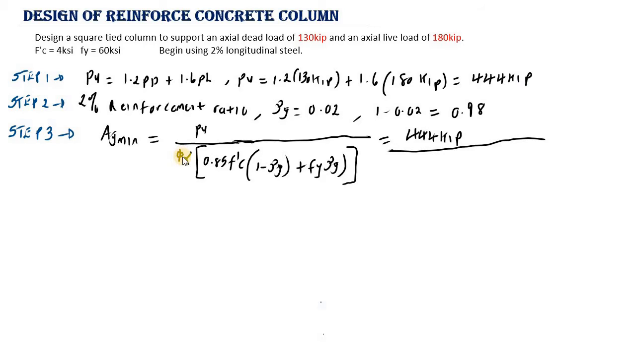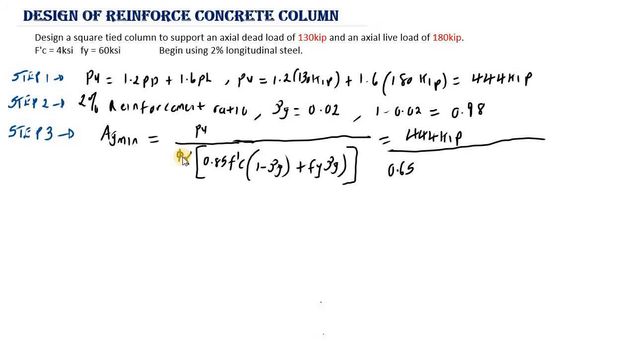What is phi? In the previous video we said that phi is going to be 0.65 if we are dealing with a tie column, which can be a square column or a rectangular column. If it's for a spiral column, the value is going to change. But because in this case we are dealing with a square tie column, the value of phi is going to be 0.65. Then multiply by, what is alpha? Alpha is 0.80. If you remember in the previous video, we said alpha is 0.80 for tie column.